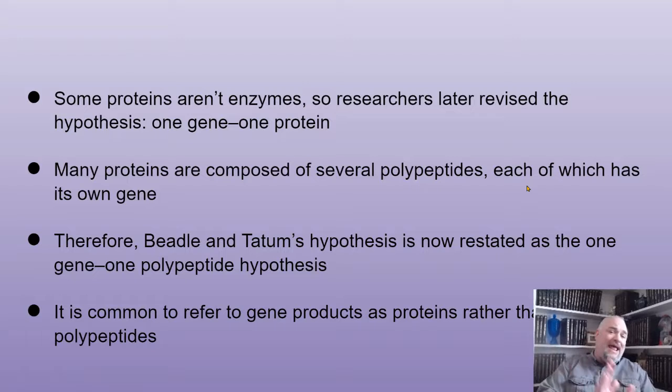However, some proteins aren't enzymes, so researchers later revised the hypothesis. One gene equals one protein. And many proteins are composed of several polypeptides, each of which has its own gene. So each polypeptide has its own gene. Like hemoglobin's got a couple different parts, different polypeptides that come together to make it. That's the quaternary structure. So now we restate the hypothesis as one gene, one polypeptide hypothesis. But in general, it's common to refer to gene products as proteins rather than polypeptides.